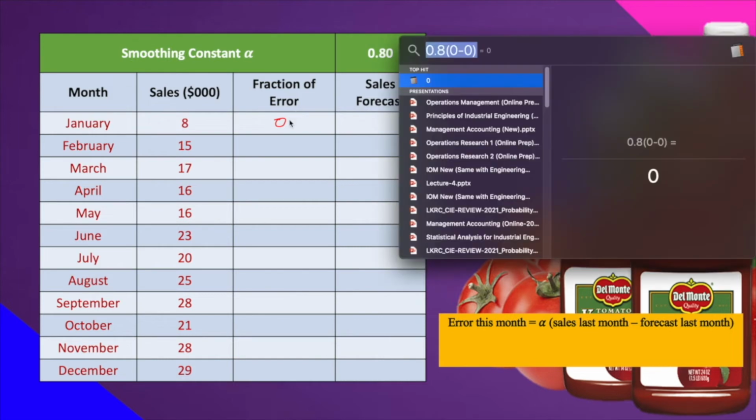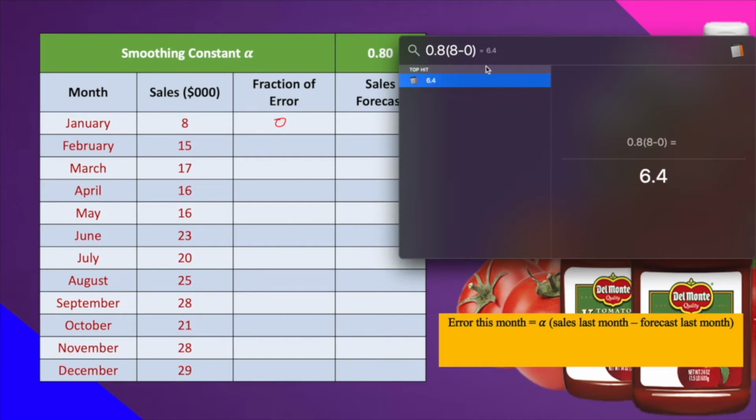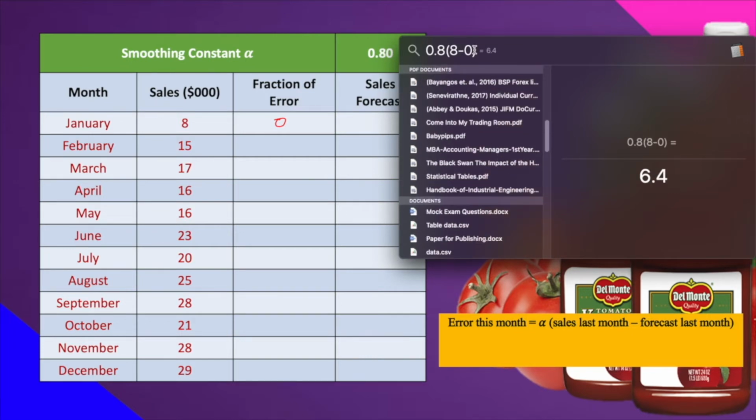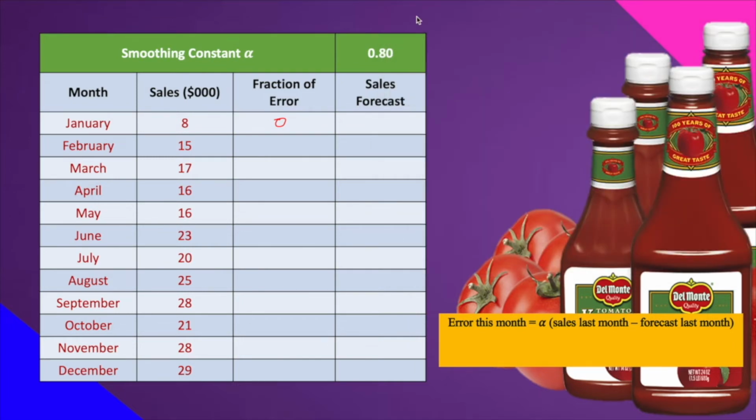Okay? Next, for the February, we have 0.8 and the sales last month is given na. Given na yung sales last month, that is 8. So, we will make this 8. Okay? So, 8 minus, we have forecast last month. What is our forecast last month? Ito, sales forecast, wala pa. No? So, meaning, hindi effective yung gagawin dapat natin na puro fraction of error muna. Ibig pong sabihin, ituloy muna natin siya sa sales forecast.